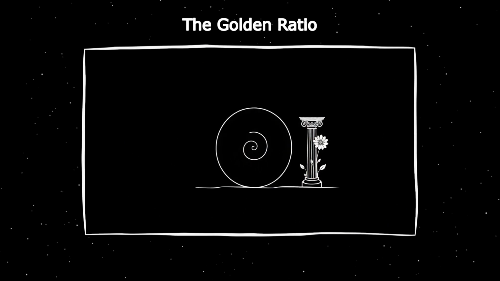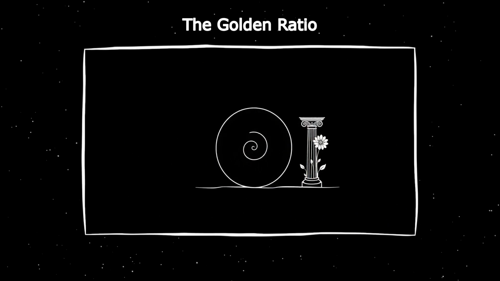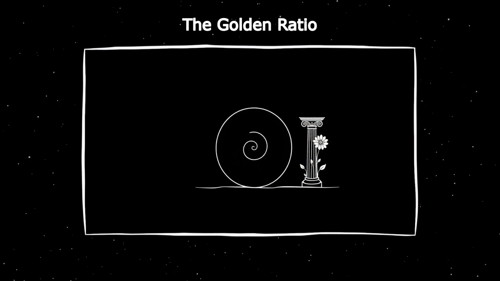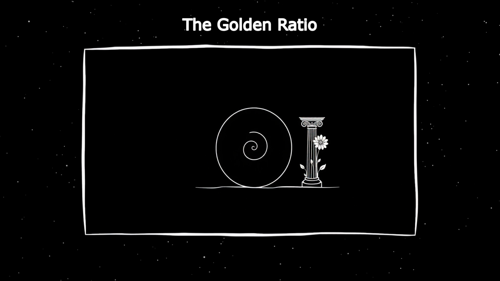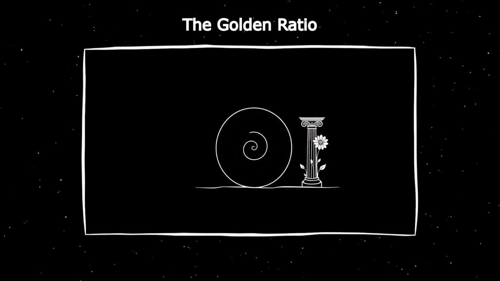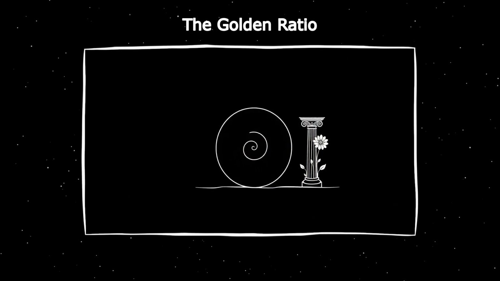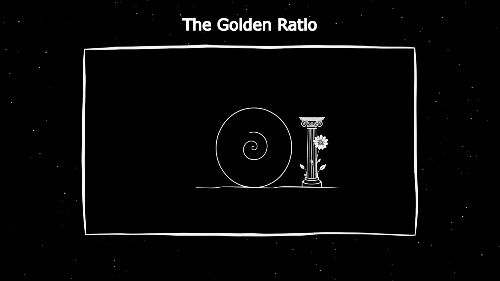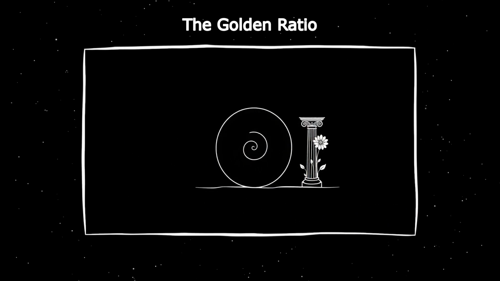Imagine standing in the midst of a lush forest. As you gaze around, you might notice the arrangements of leaves and flowers, the shapes of shells, or even the proportions of a tree trunk. These natural patterns often reveal the golden ratio at play.